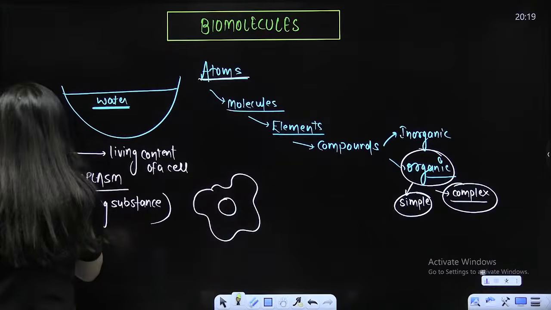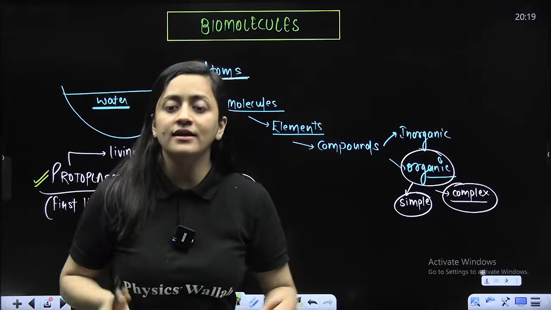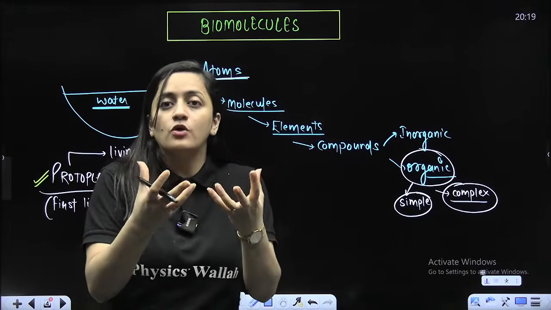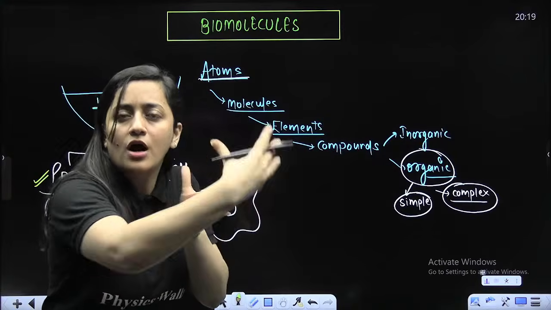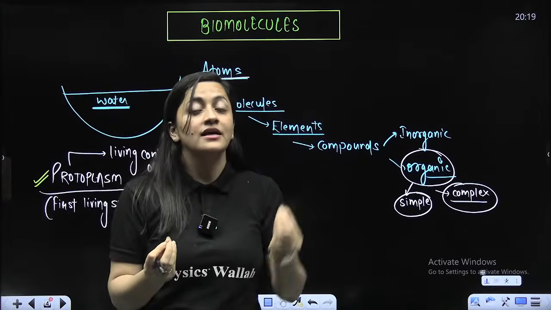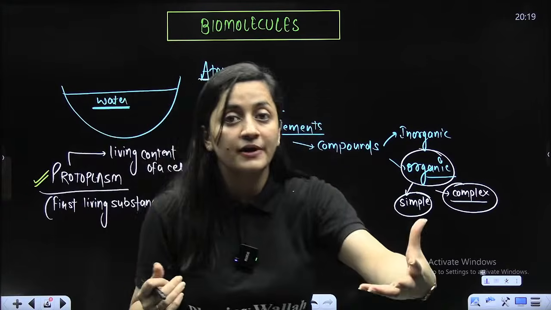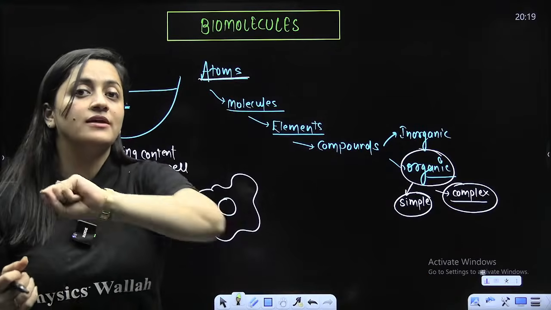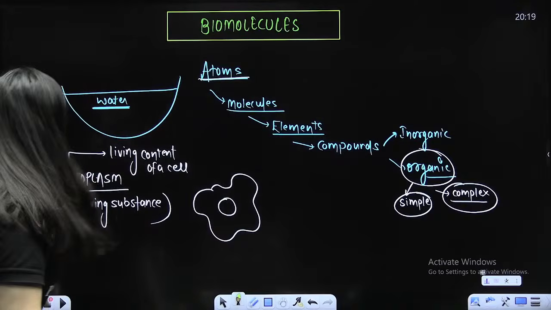So this protoplasm is ultimately having these chemicals, these organic, inorganic things, right? And that's how we got this life. That's how we got cell, tissue, organ system and the organism. So we cannot say that living things are not made up of these molecules. Yes, they are made up of them, and the molecules that make the living body, we call them biomolecules. Is that clear?